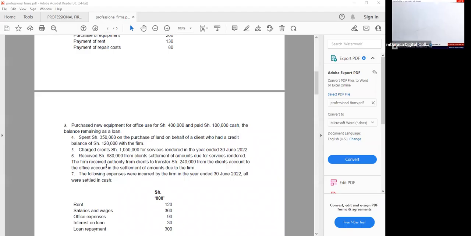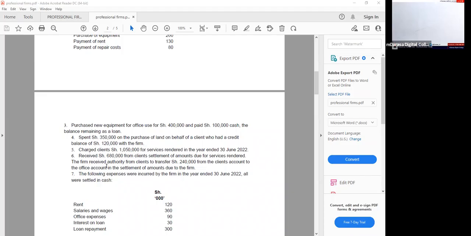Very important to note. Part B, to record the contra in the client's account, we debit our client's account, client's column, then credit client's account, office column. That is if you're talking of what? Contra. Very important to note.